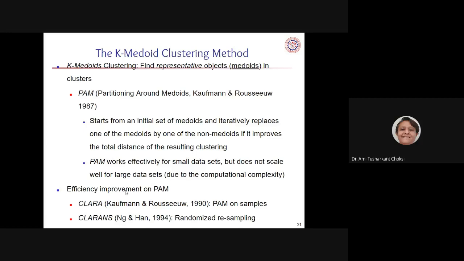So to improve the efficiency of PAM, we have two algorithms. They are CLARA and CLARANS, right? CLARA works with PAM on samples. It considers samples and then works. And CLARANS, that is randomized resampling, right? These two are the improvement for PAM, that is partition around medoids.